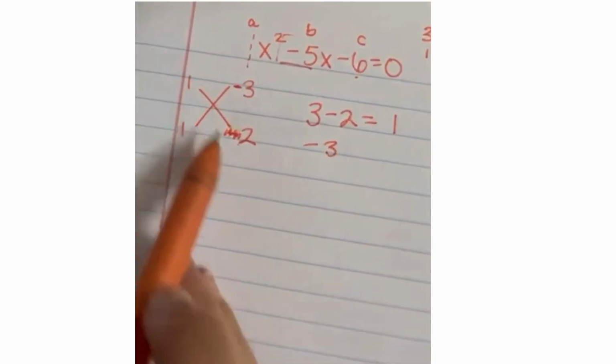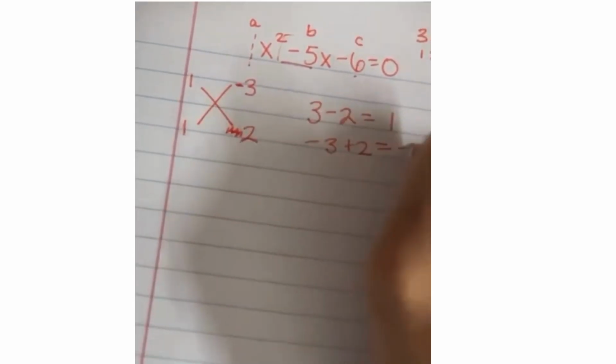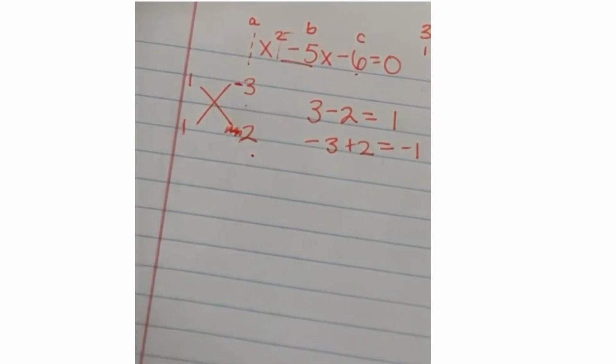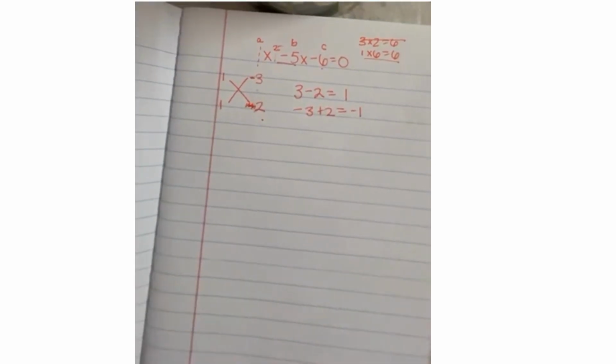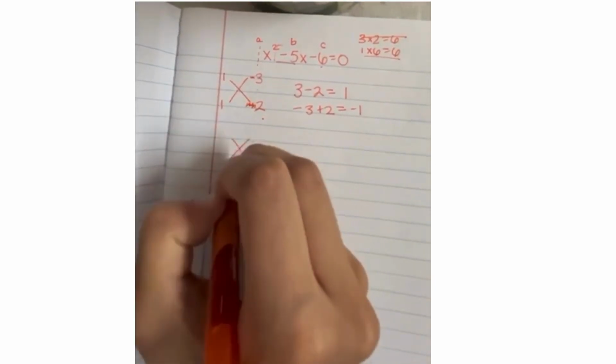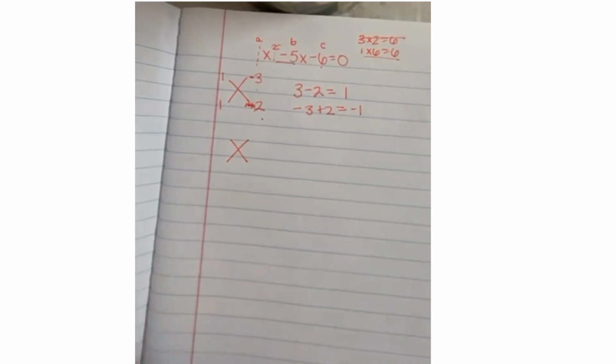We could try the negative sign here, but it would be 1 times negative 3, and then 1 times 2, and it's negative 1. So it's not 3 times 2. That means we have to try not this one, but this one.